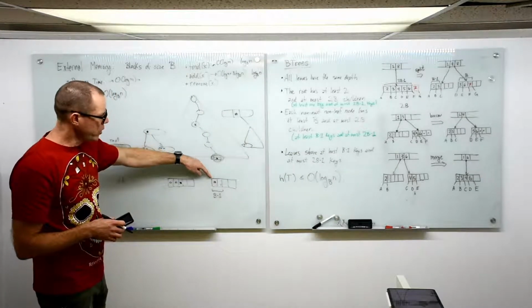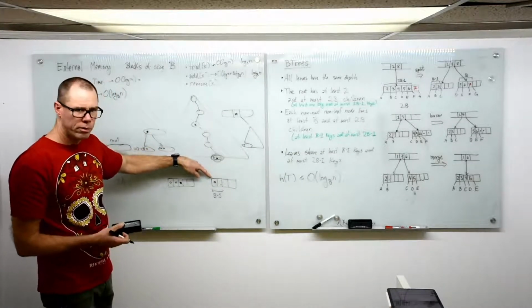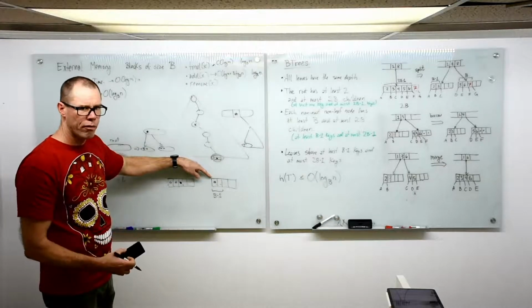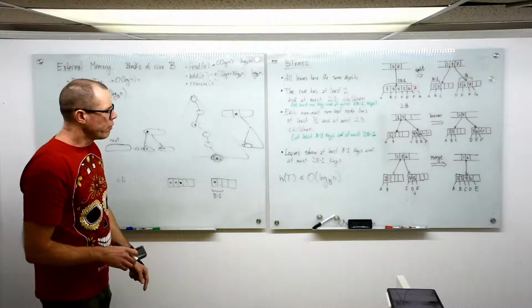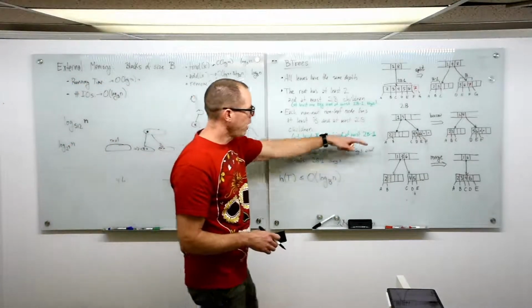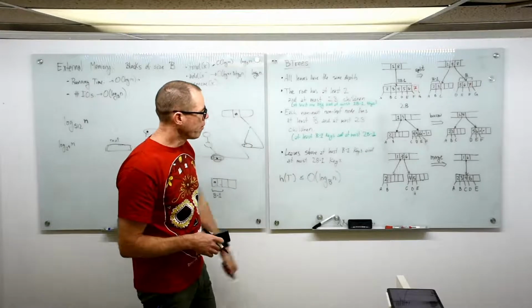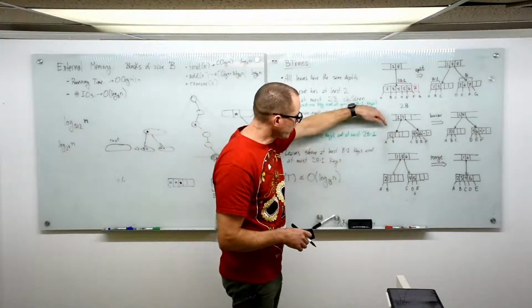So then you have a situation called an underflow, meaning that the node is not full enough. How do you deal with an underflow? Well, there are two things you can do. This is a picture of these two things.